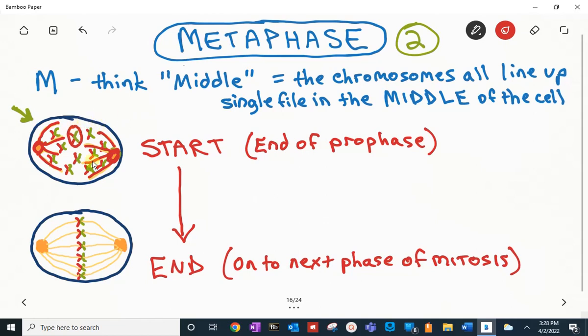at the centromere. And during metaphase, you want to think middle for M for metaphase, because while these microtubules are growing out and stretching across the cell, the chromosomes all line up in a single file, as you can see here, across the equator of the cell, or the middle of the cell. So the chromosomes all line up in single file in the middle of the cell in metaphase. So metaphase is M for middle.